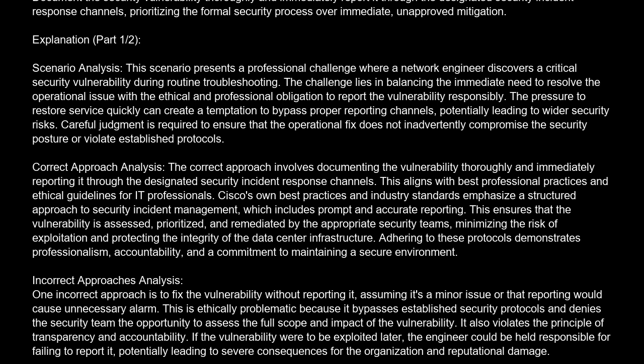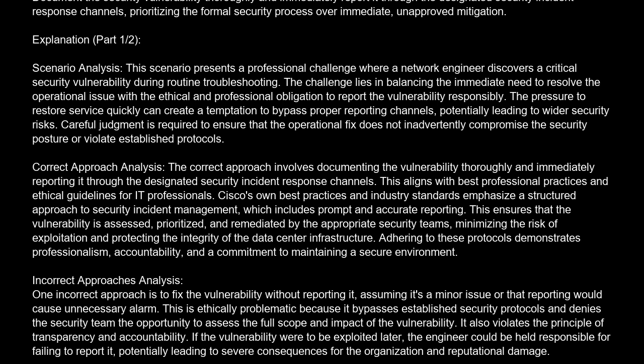Incorrect approaches analysis. One incorrect approach is to fix the vulnerability without reporting it, assuming it's a minor issue or that reporting would cause unnecessary alarm. This is ethically problematic because it bypasses established security protocols and denies the security team the opportunity to assess the full scope and impact of the vulnerability.